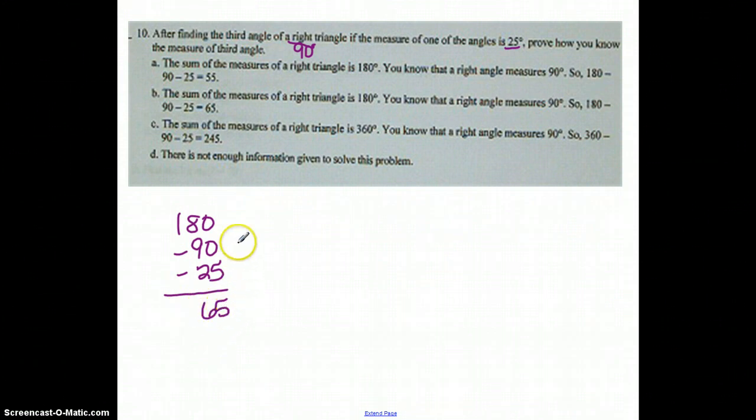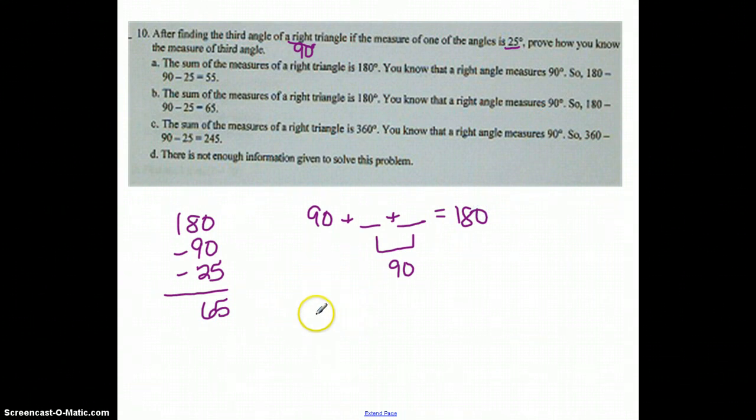Now, I know that if it's a right triangle and one angle is 90, then whatever these other two angles are have to add up to 90 as well in order to get 180. So a shortcut might be taking 90 and just subtracting 25 from it to get your 65. Because these two angles plus a 90-degree angle are all going to total 180. So looking up here, the only one that has 65 as the answer would be B.